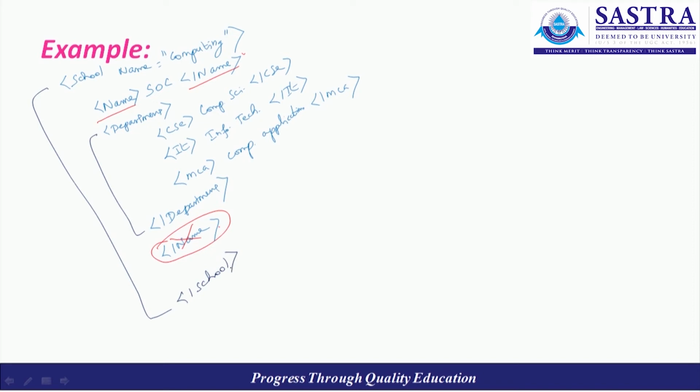So what is an attribute? Computing: the attribute is name, and the attribute value is computing. So these are the components of an XML document. This is one way of writing the XML document. I can write in a different way.